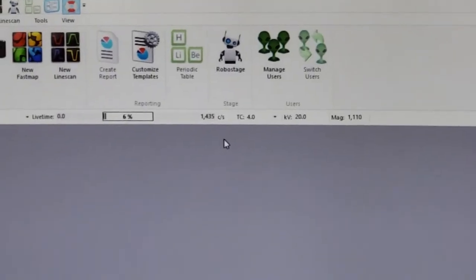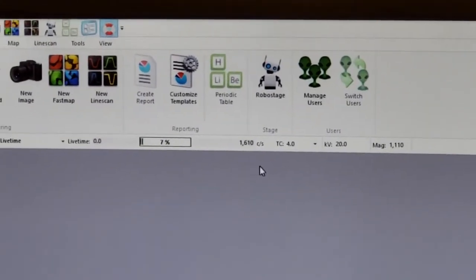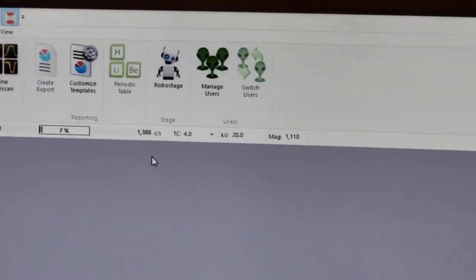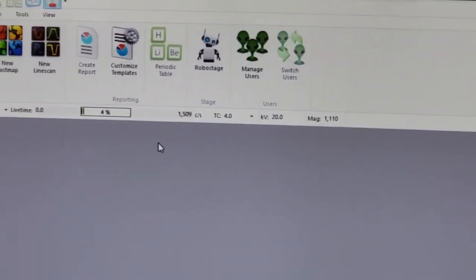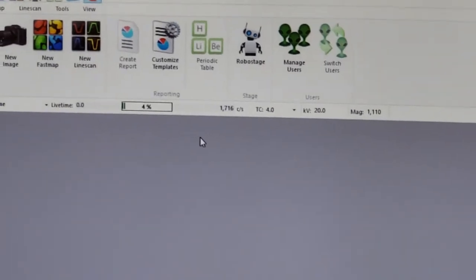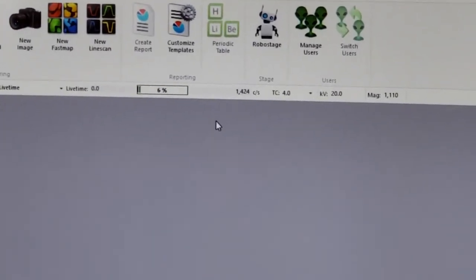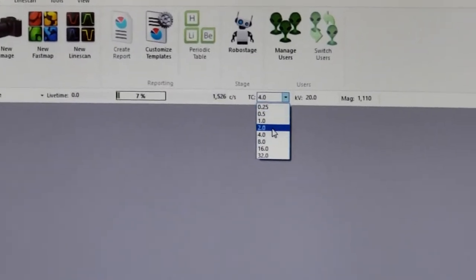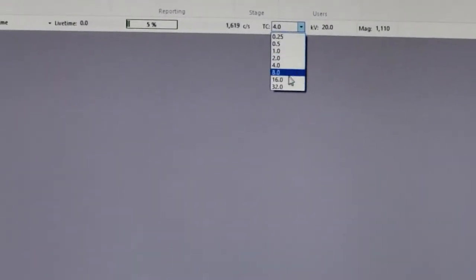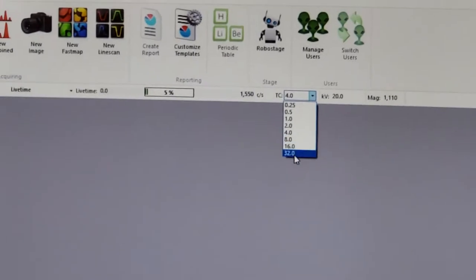So if you're trying to decipher between two elements that share elemental lines, let's say like moly and sulfur, for instance, you would need to look at it at time constant 4 to get those two peaks to really, really define each other, right? Because this is adjustable, I can go to time constant 2, I can go to time constant 1, 0.5, 0.25. Time constant 16, 8, 16, 32, I'm going to shut those off.